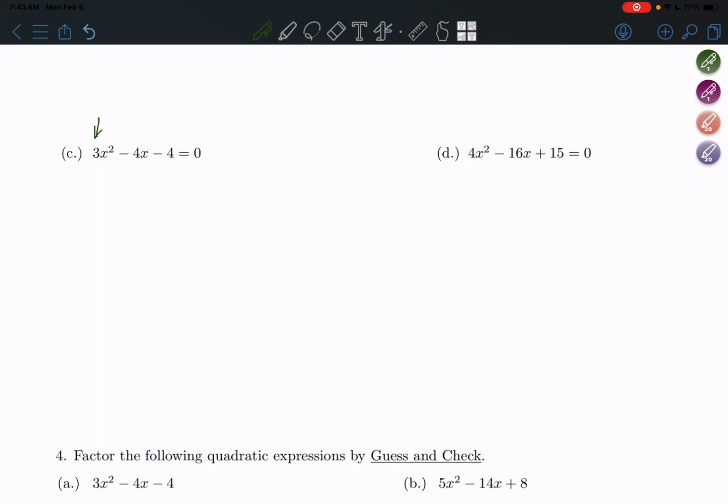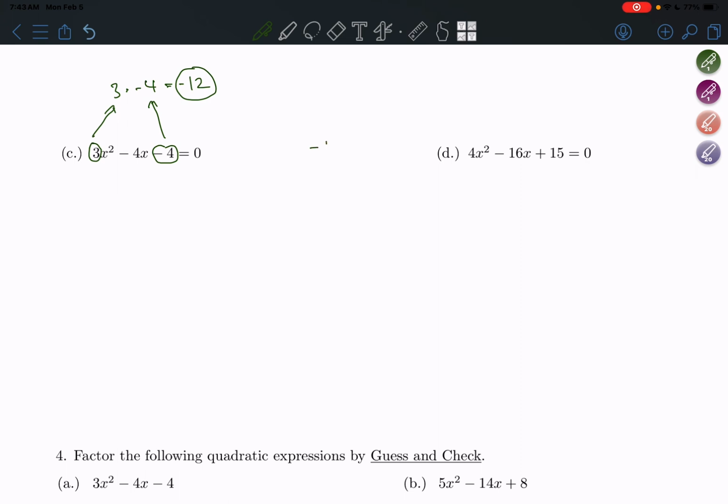Because the leading coefficient is no longer 1, here I can't just focus on the negative 4 and then find the factors of the negative 4. I actually have to take the leading coefficient as well. So I want to take both of these numbers and multiply them together. 3 times negative 4, and that's going to give me negative 12. This new number is what I want to factor.